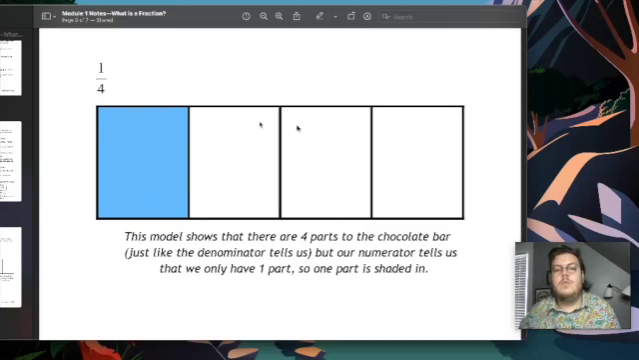So here, my denominator is 4, which means my candy bar or my rectangle is divided into 4 pieces. 1, 2, 3, 4. Then we look at our numerator. Our numerator is 1. That tells us how many pieces we have or how many pieces we can hold in our hand. So if we only have 1, that means we only get to shade in 1. This model shows that there are 4 parts of the chocolate bar, just like the denominator tells us, but our numerator tells us that we only have 1 part. So 1 part is shaded in, making this a model of the fraction 1/4.